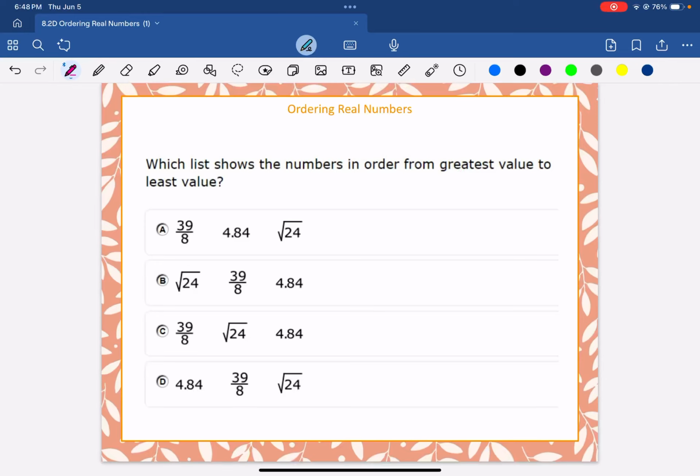Today's video will focus on ordering real numbers. Real numbers include rational numbers and irrational numbers. Let's get started. Which list shows the numbers in order from greatest value to least value?